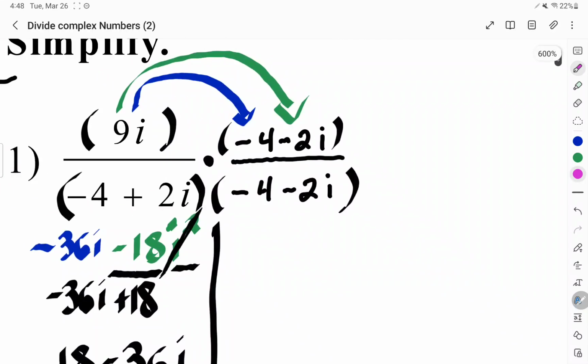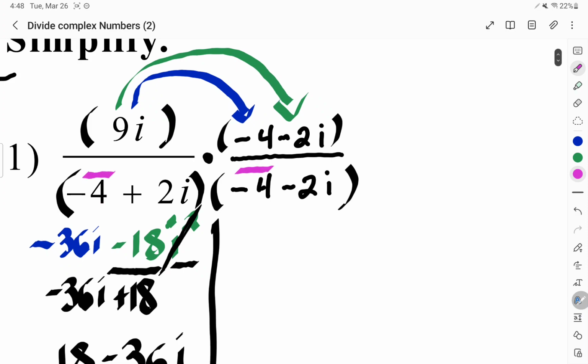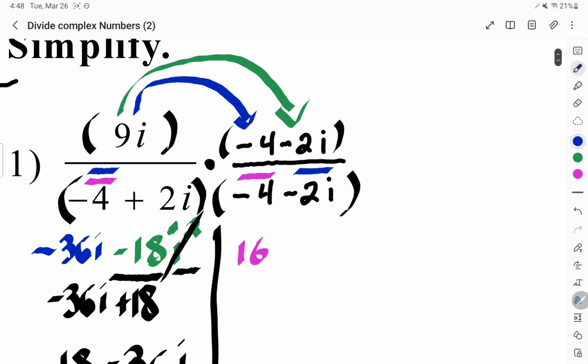So I'm going to just kind of explain. I'm going to grab this negative 4, and it's going to multiply with this negative 4. That's positive 16. And then I'm going to do the following: negative 4, but now I'm going to multiply by the negative 2. So in this case, it's going to be positive 8i.